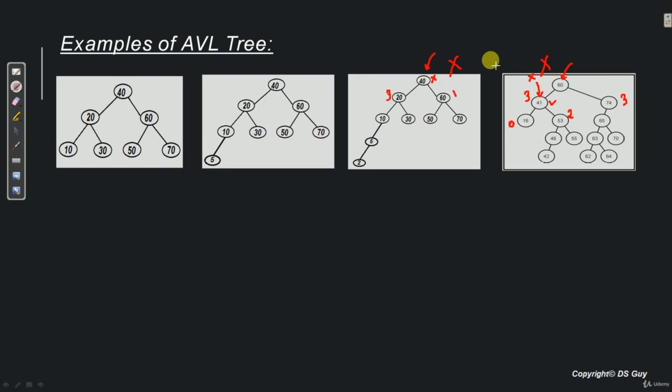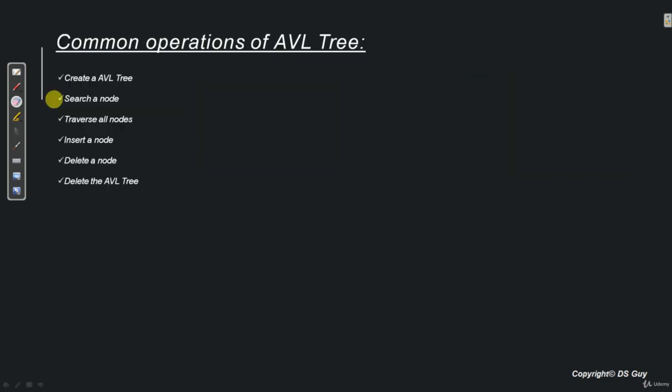Fine. So I hope you have understood what an AVL tree is and what the properties of an AVL tree are. Now from the next video onwards, let's start learning the operations that can be performed on an AVL tree. That is, how to create an AVL tree, search a node, traverse the nodes, insert a node, delete a node, and finally delete the entire AVL tree. So let's start learning these operations in the next video.